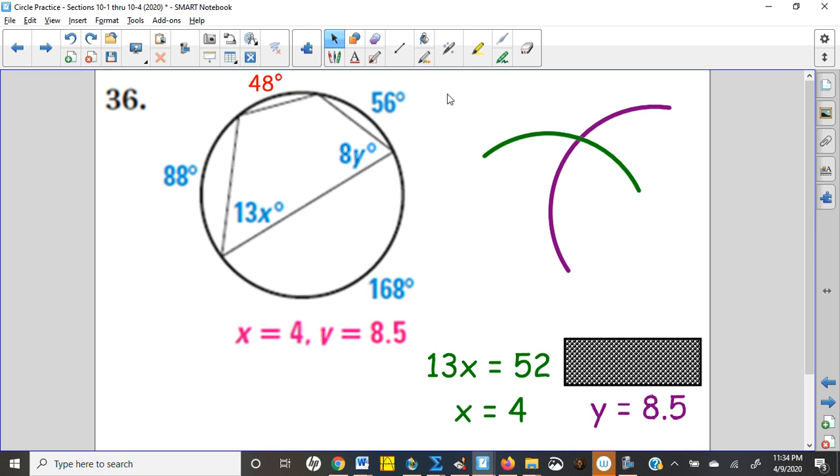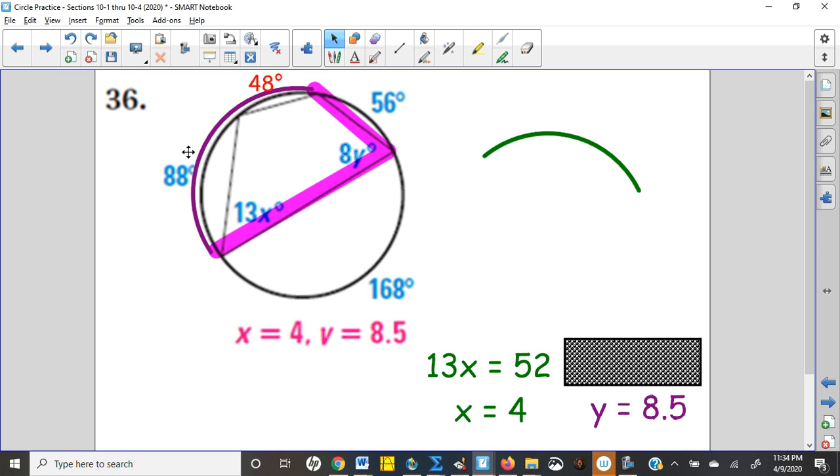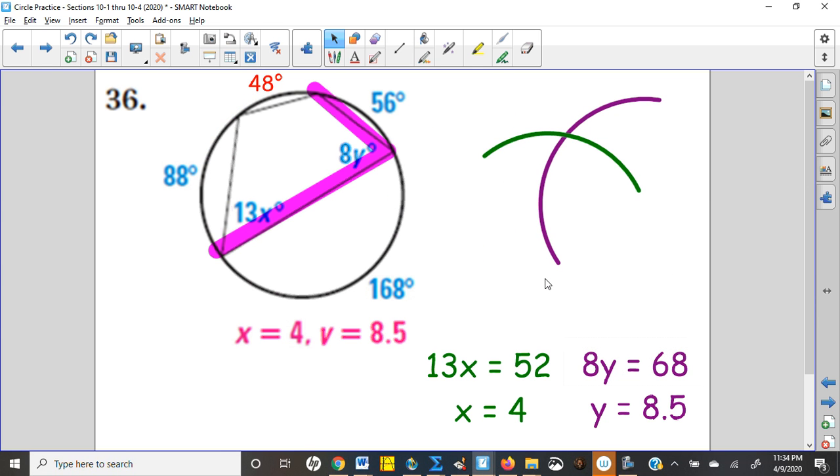On the other side, we've got 8y. 8y is made up of these 2 chords, which inscribe this arc, right? This arc right here. And so the question is, what is 88 plus 48? How about 136? That's off the top of my head, but I was right, because half of 136 is 68. That's why we set 8y equals 68, and the division gives you 8.5.